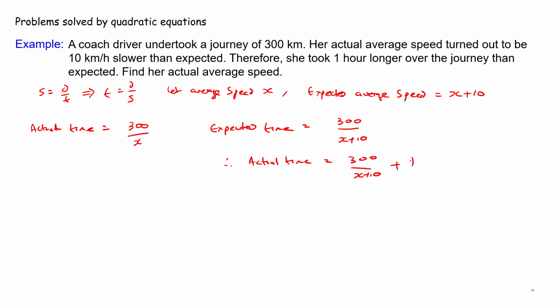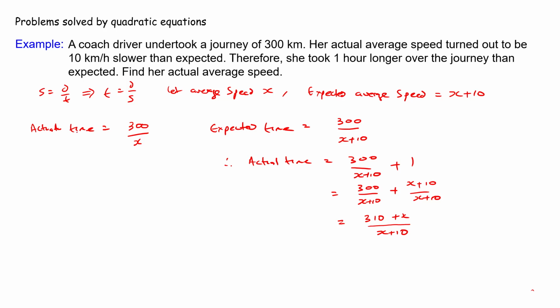Now you need to simplify this side. You need to turn that one into a fraction. So that's going to be equal to 300 over x plus 10 plus, multiply top and bottom by the same, x plus 10 over x plus 10. There we are. Now I can add them, same denominator, and that gives me 300 plus 10, 310 plus x all over x plus 10. So that's our actual time, because expected time plus 1 hour.